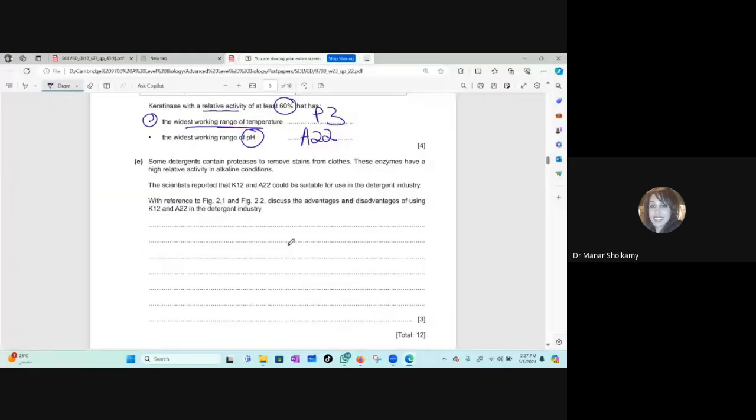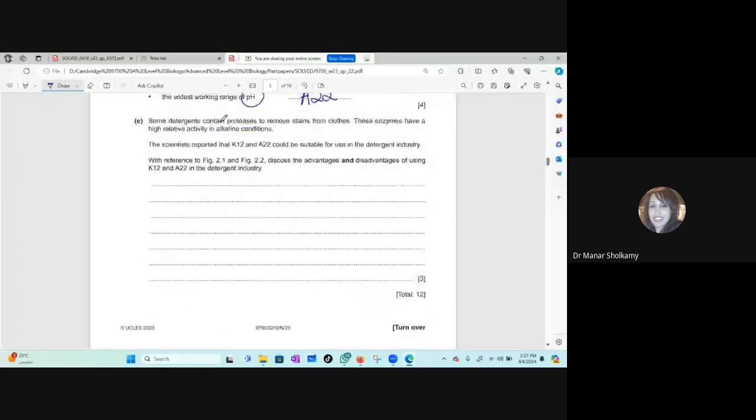Okay. Some detergents contain proteases to remove stains from clothes. These enzymes have a high relative activity in alkaline conditions. The scientists reported that K12 and A22 could be suitable. So these two enzymes are suitable for use in the detergent industry. With reference to figure 2.1 and figure 2.2, discuss the advantages and disadvantages, oh my goodness, of using K12 and A22 in the detergent industry. Thank God this question is only 3 marks.